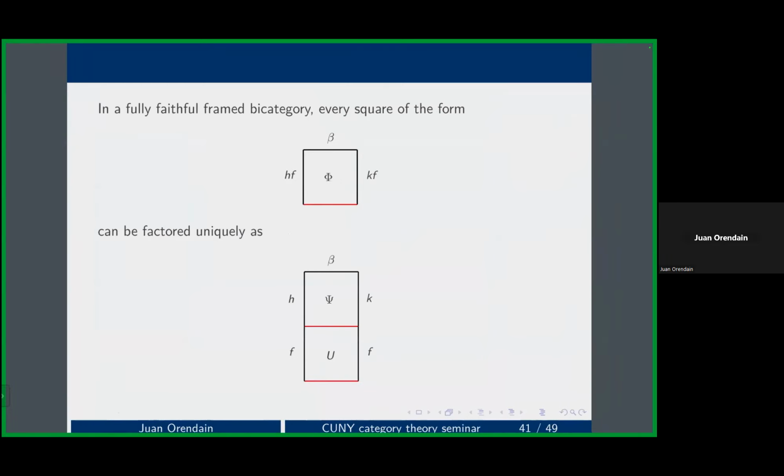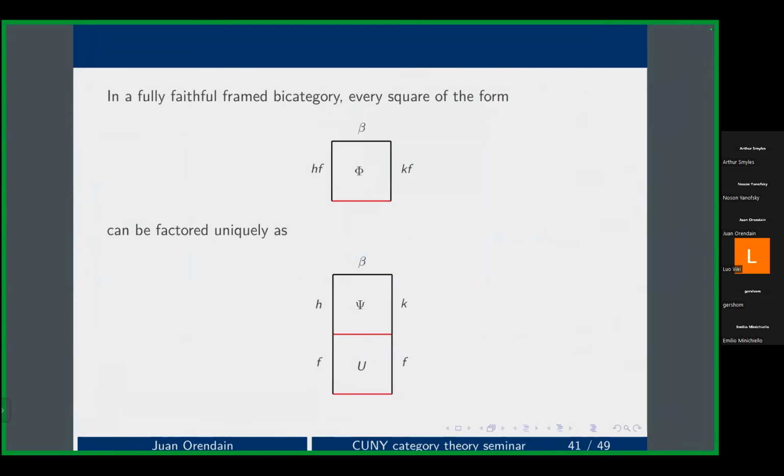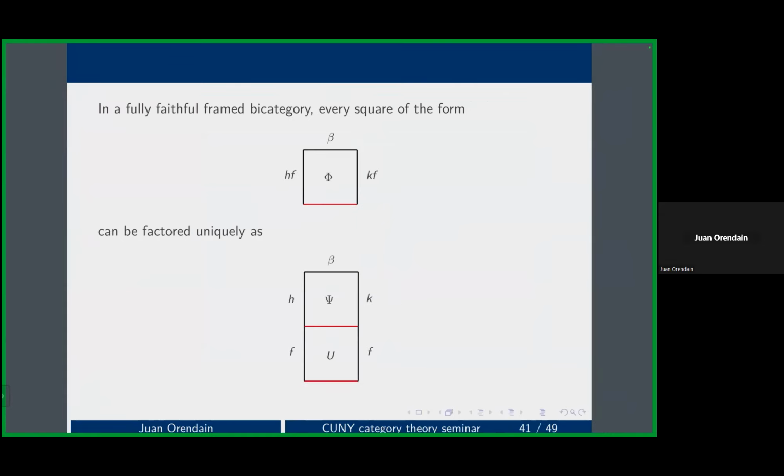All right, what do we get in a fully faithful frame bicategory? Well, in a frame bicategory all we have is a special choice of Cartesian squares, or op-Cartesian squares, for certain niches. So if we have a square where the bottom is red and the left and right arrows have a single F as the first morphism in the composition, then you can decompose the square of this form as a square at the bottom, a horizontal identity square, followed by some square with left and right arrows H and K.